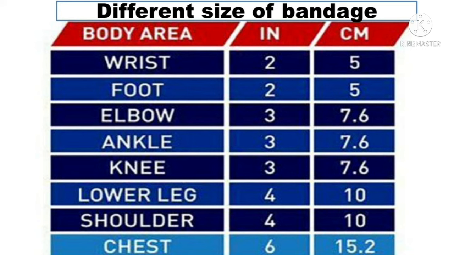As you can see, in wrist and foot we can use a 2-inch bandage. In elbow, ankle and knee we can use a 3-inch bandage. Lower leg and shoulder we can use a 4-inch bandage. For chest we can use a 6-inch bandage.